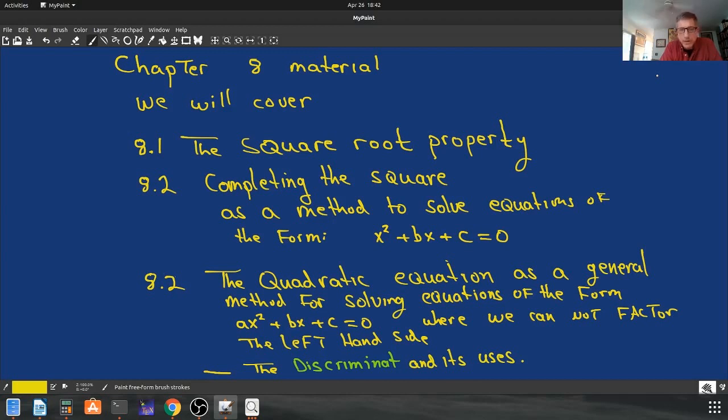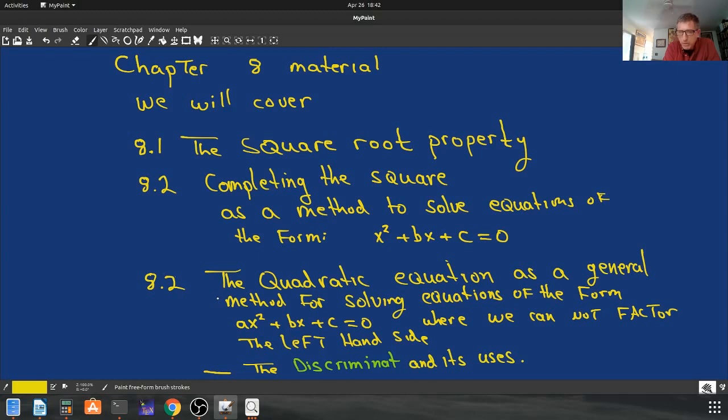In 8.2, we're going to learn how to complete the square and use that to solve quadratic equations of the form x squared plus bx plus c is equal to 0. Notice that the coefficient of x squared is 1. And then finally, we're going to introduce you to the quadratic equation as a general method for solving equations of the form ax squared plus bx plus c equals 0, where we cannot factor the left-hand side.